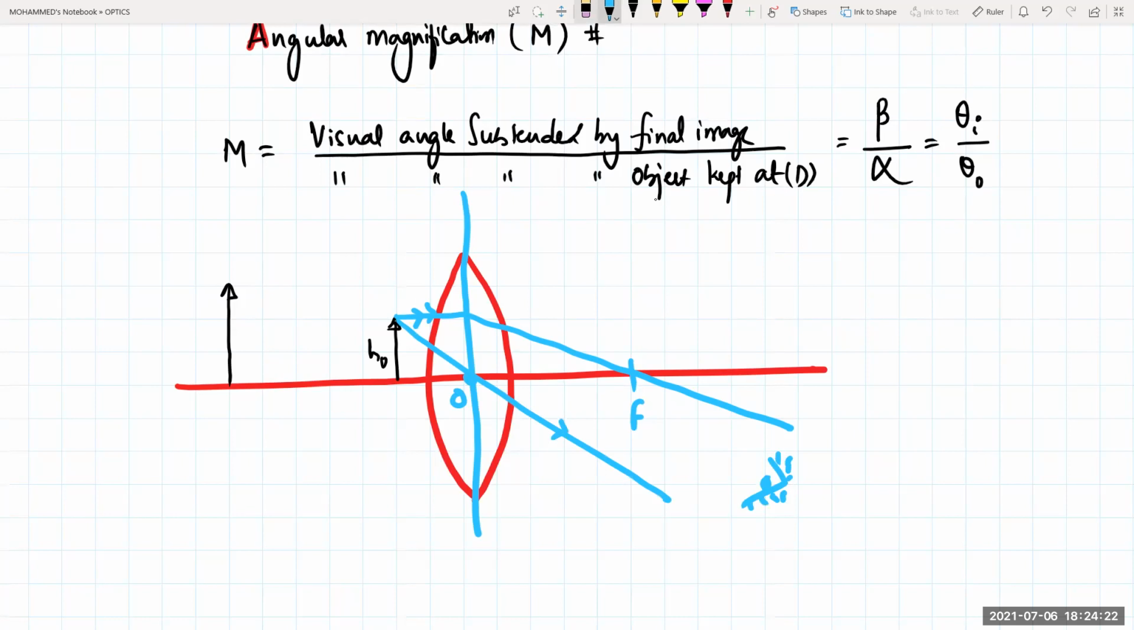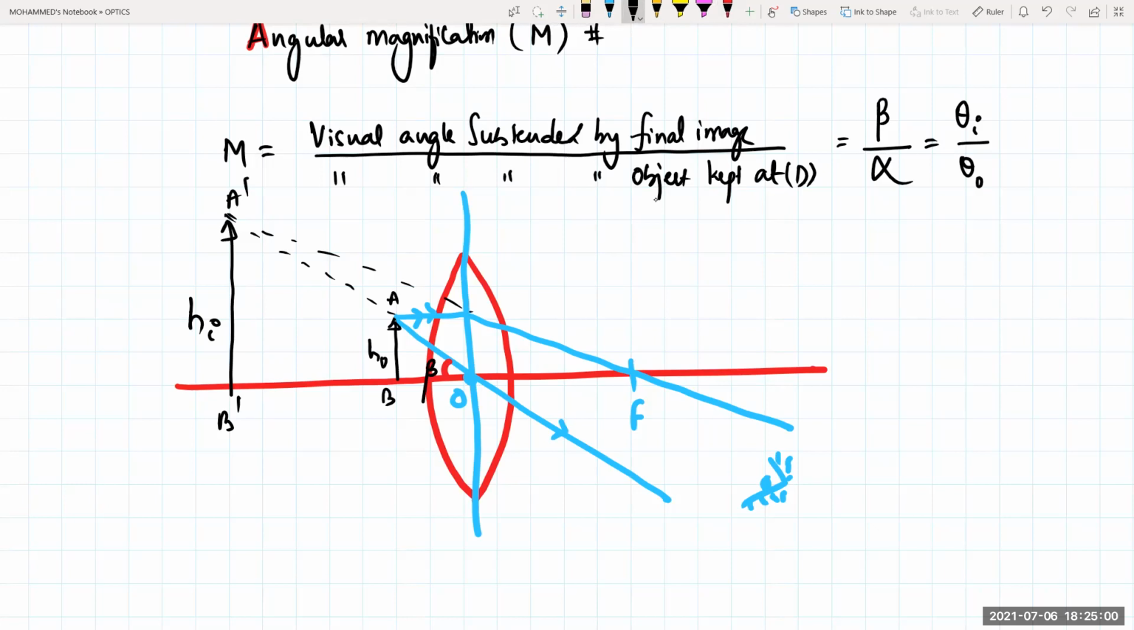So if I extend both of these rays in the backward direction, see what is happening. They meet somewhere here. So this final image is formed somewhere here, and this is the height of your image. That means if this is your object AB, its image will be A dash B dash. Now the angle made by both of them will be equal to how much? This angle is nothing but beta, and this one is also nothing but beta.